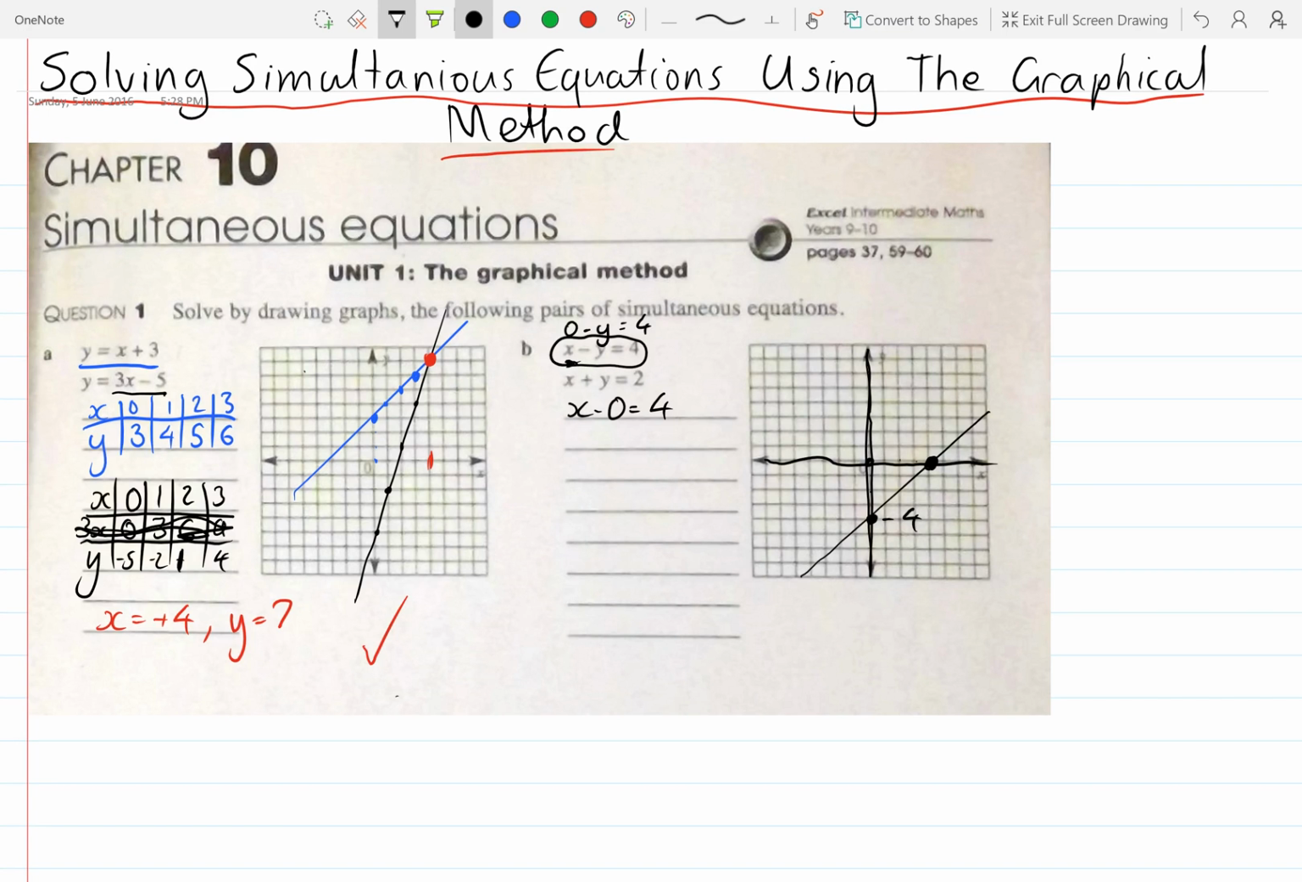The second equation is x plus y equals 2. I'll do that one in blue just to hopefully make it a little bit clearer in my working out. By the same procedure, along this blue line, x equals 0. So I'll go 0 plus y equals 2. Therefore, y equals 2 on this line. And I'll draw that 2 very big.